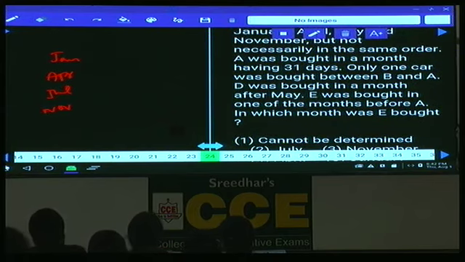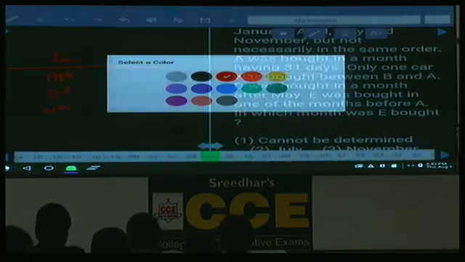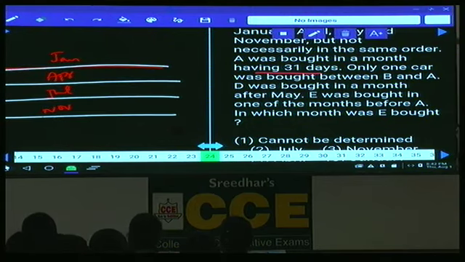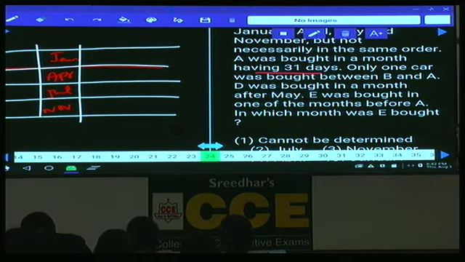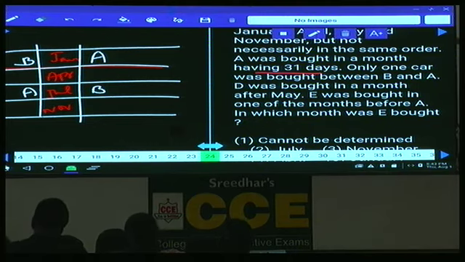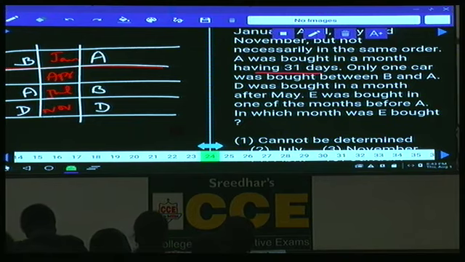A was bought in a month which has 31 days, and A can be either in the month of Jan or in the month of July. How many possibilities do we have? A is Jan or A can be July. And only one car was bought between B and A. One car between B and A. And D was bought in a month after May. D after May, and in both the cases it must be November.